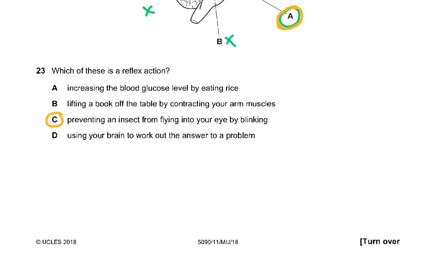Then coming to question 23, which of these is a reflex action? Increasing the blood glucose level by eating rice. That's not a reflex action. Lifting a book off the table by contracting your arm muscles. You just want to pick the book, so there's no stimulus and response, as in a reflex. Preventing an insect from flying into your eye by blinking. Suddenly you feel this insect is coming and is going to attack your eye, so you blink. Using your brain to work out the answer to a problem has no stimulus and no response. A reflex action is an automatic response to a stimulus.